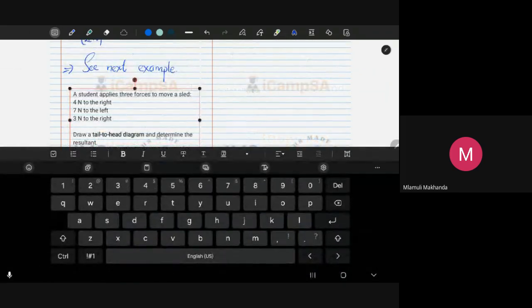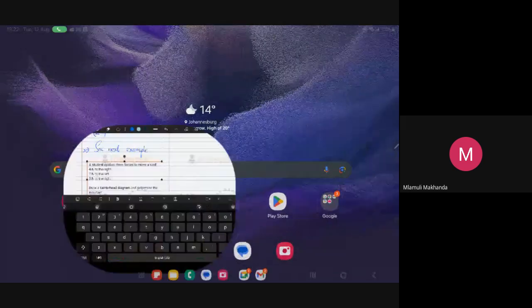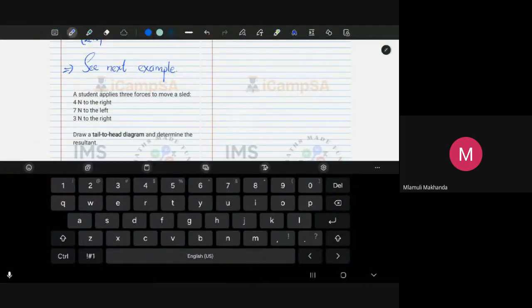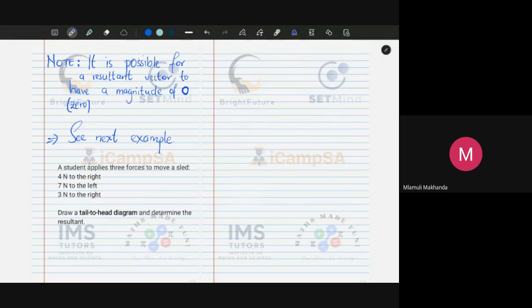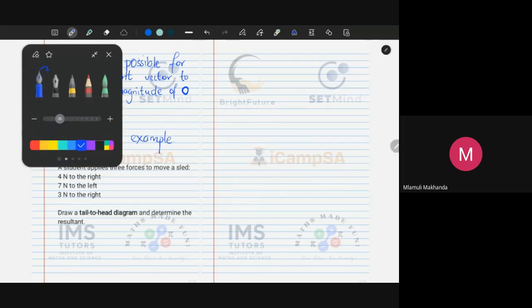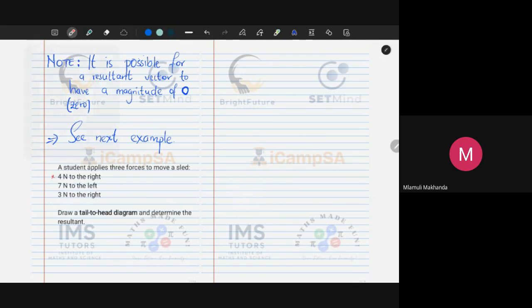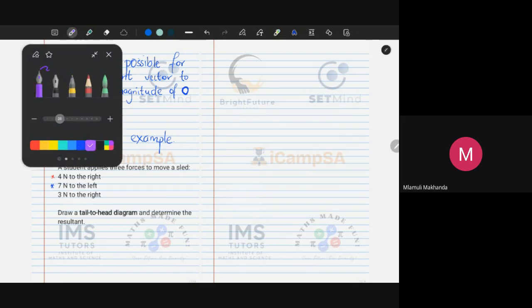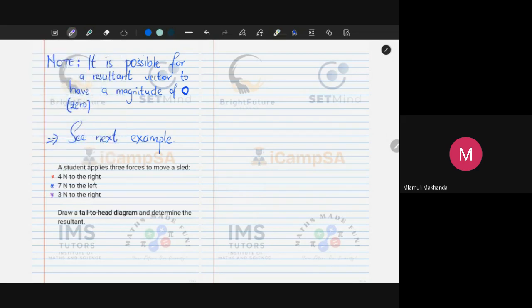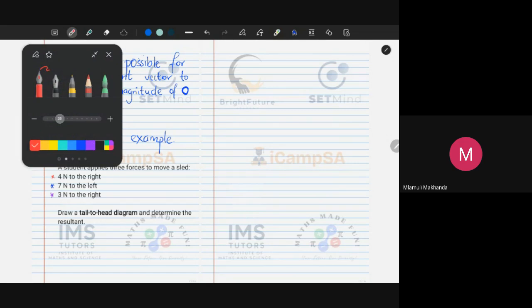4 newtons to the right, 7 newtons to the left, 3 newtons to the right, and then find the resultant vector. So remember, the order does not matter. Let's color code them. Let's say this will be my red. I'll take this one as blue, and I'll take that one as purple. Let's start with the first one.